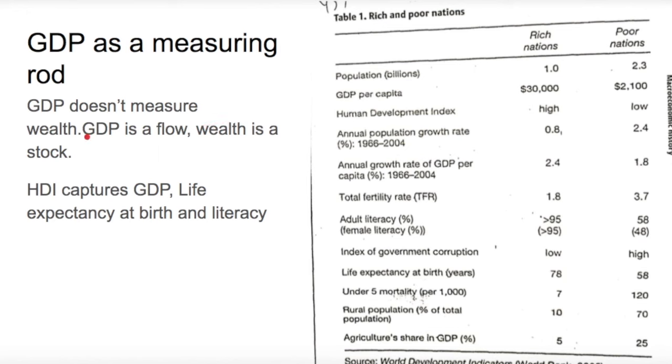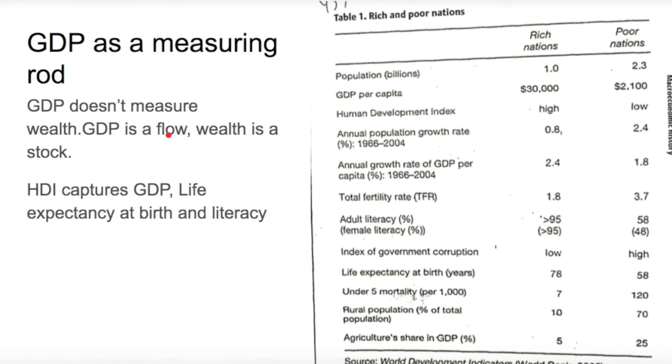GDP also doesn't measure wealth. GDP is a flow, and wealth is a stock. So GDP only mentions how much is being added to your economy on an annual basis. It doesn't really measure wealth.